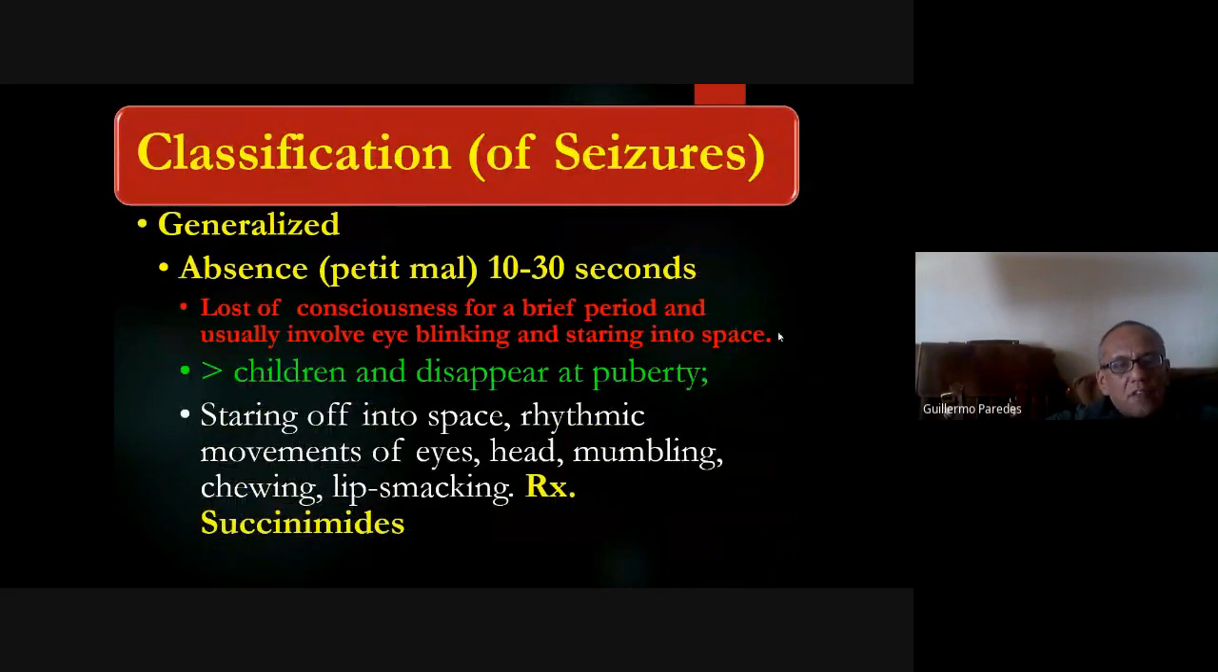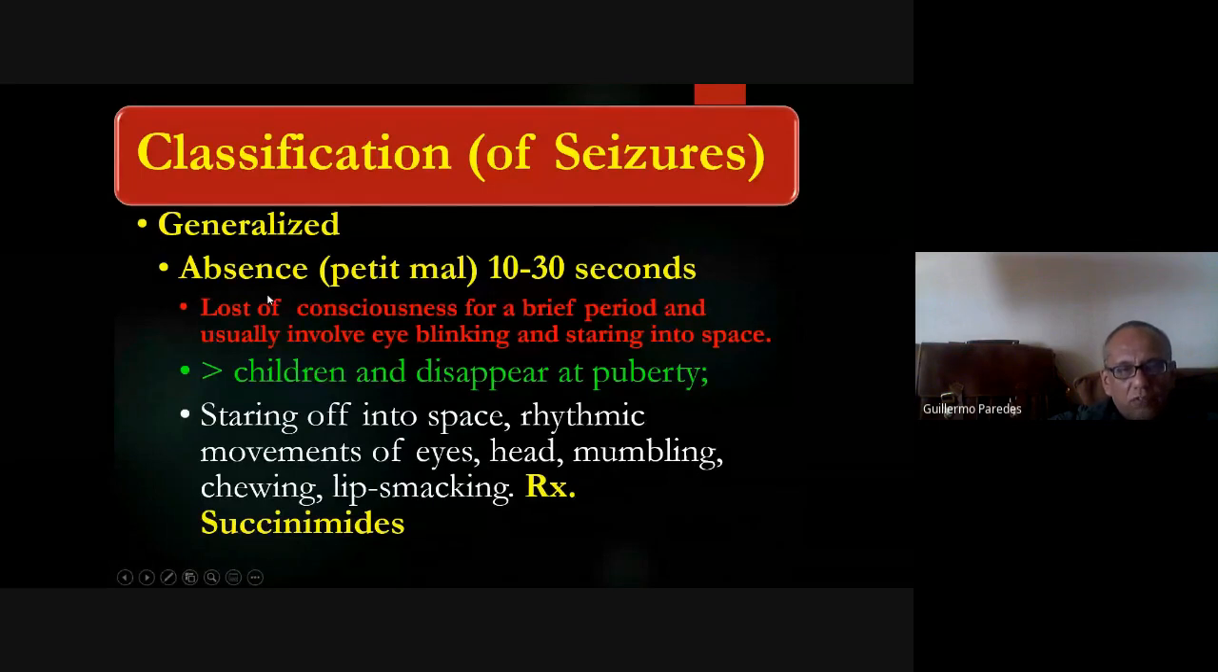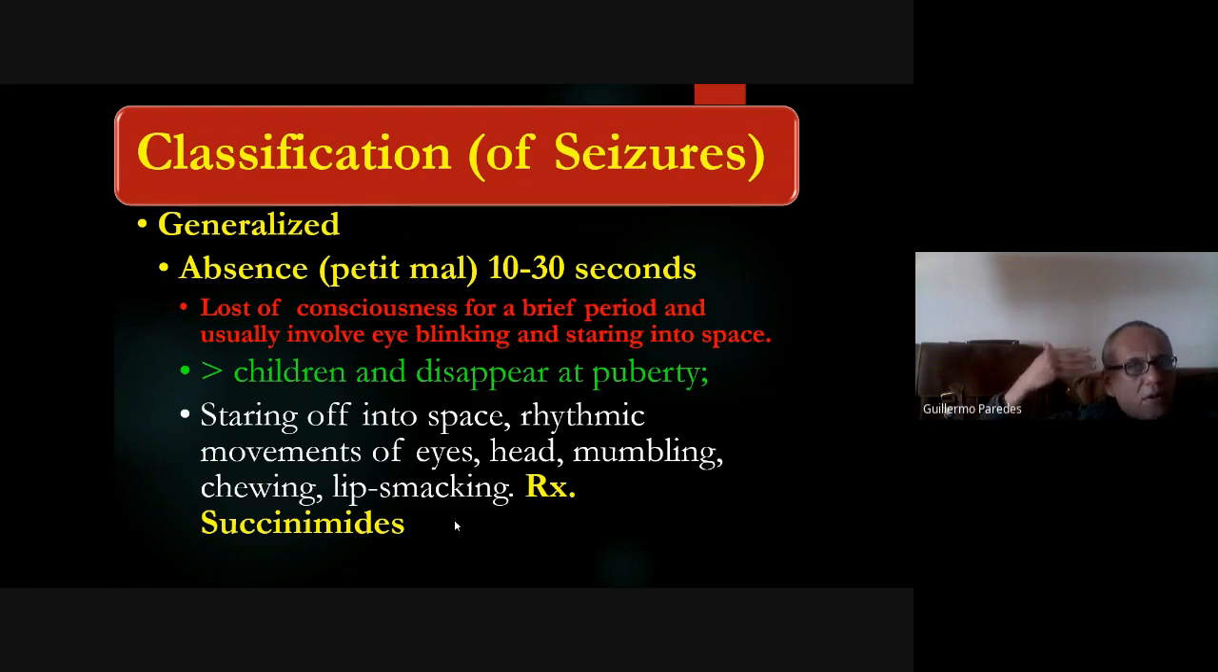All right, so generalized is the petit mal. For example, absence. Seizures of absence last about 10 to 30 seconds. There is loss of consciousness for a brief period and it usually involves eye blinking and staring into space. Mostly it happens in children and can disappear during puberty. So, succinimides, that is the first name you need to remember.